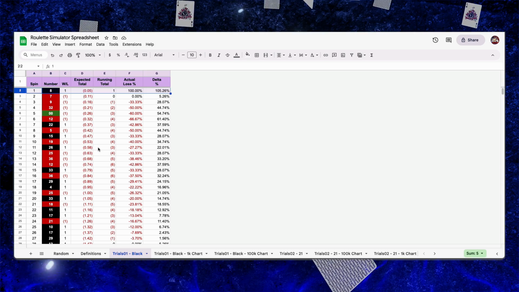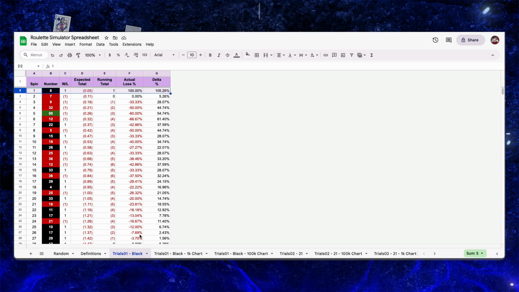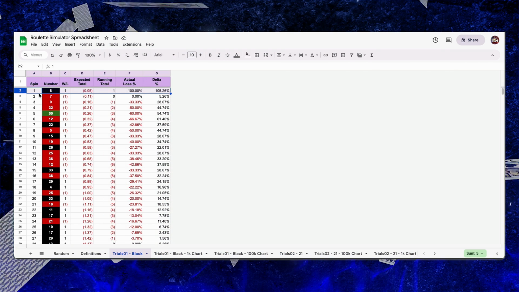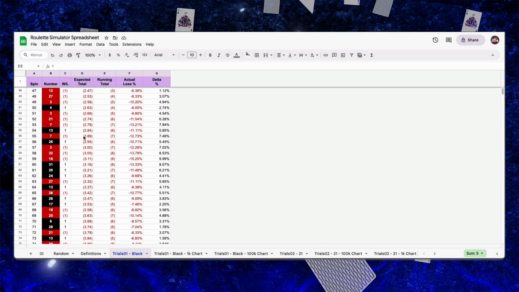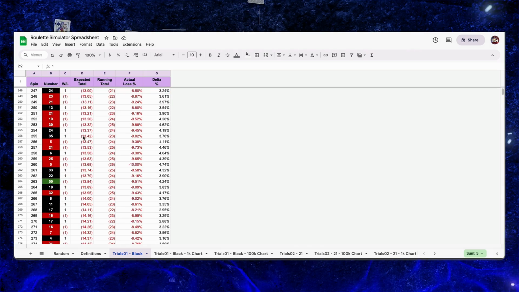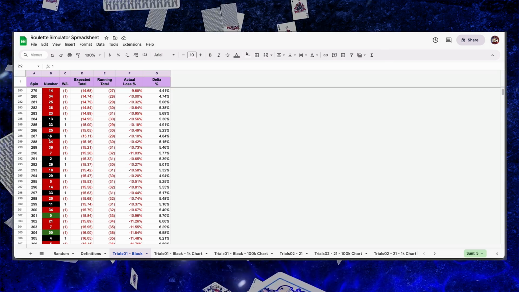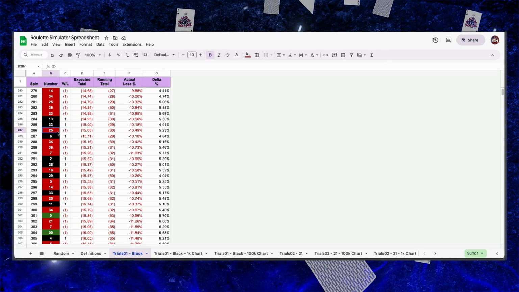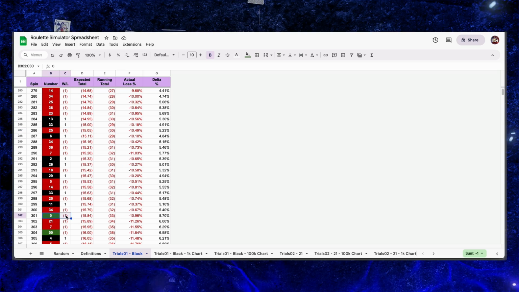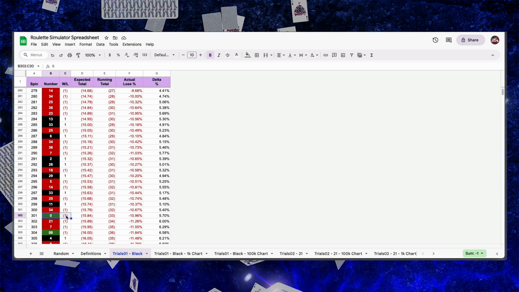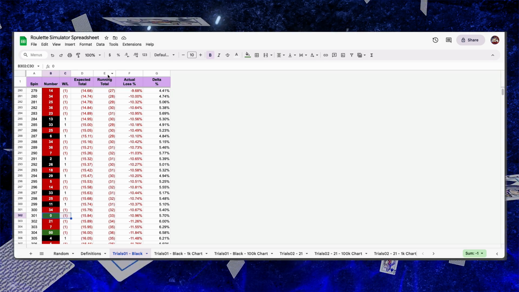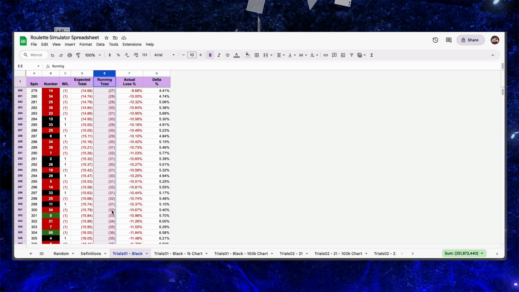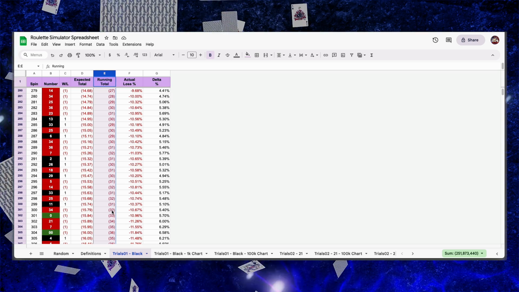So right here, we are looking at 100,000 spins of betting on black, just $1. Let's take a look at that through 1,000 spins. I'm going to scroll down here. As you can see, every time we hit a black number, we win a dollar. Every time we hit a red number or a green, we lose a dollar. That's what the red is, that's what the parentheses are. And this running total column will decrement by one whenever we lose, and increase by one whenever we hit.